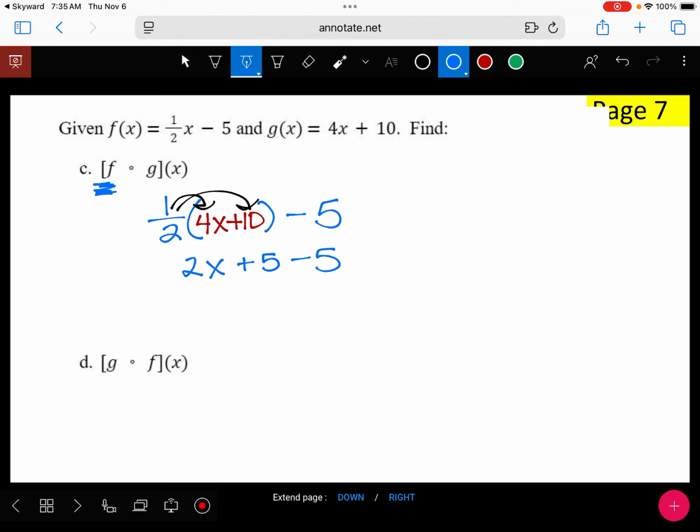Minus 5. And then when you combine your like terms, you're just left with a 2x. For the g function, g of f, I'm going to write my g function, which would be 4 parentheses plus 10. And go ahead and put the f function on the inside.